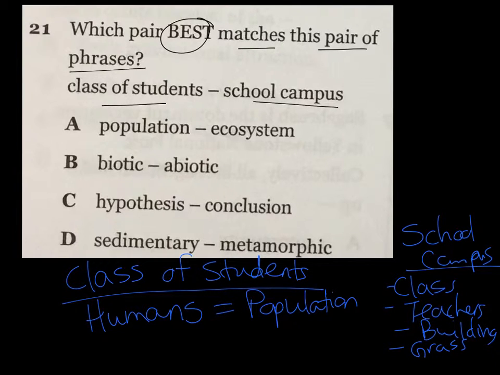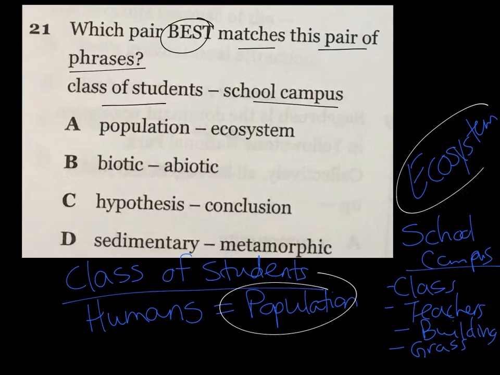So in this case, the class of students, that would be biotic. Teachers, biotic. The building, abiotic. The grass, biotic. Are the students and the teachers that are biotic interacting with the building in any way? Yeah, you're using the building. You're using the tables, which are also abiotic. You're interacting. So in this case, what would the school campus be? Great job. It would be an ecosystem. So in this case, if you have a population to an ecosystem, which one is the correct answer?